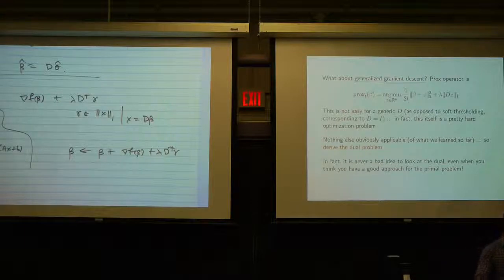Okay, the next one. We learned generalized gradient descent after that. So in principle we could apply generalized gradient descent here. What's the prox operator? It's this guy. It's just take the penalty, add on this usual least squares term, 1 over 2t times beta minus c, so minimize this over all z. So unfortunately, this is not an easy prox. Unlike for the lasso, which was just soft thresholding, if I gave you a generic d, there's no way to solve this, not in closed form. This is already itself a pretty hard optimization problem.